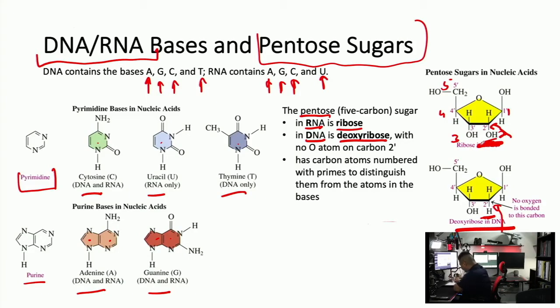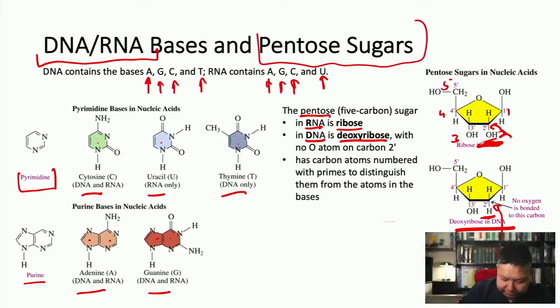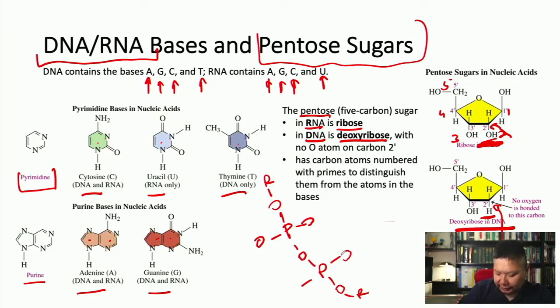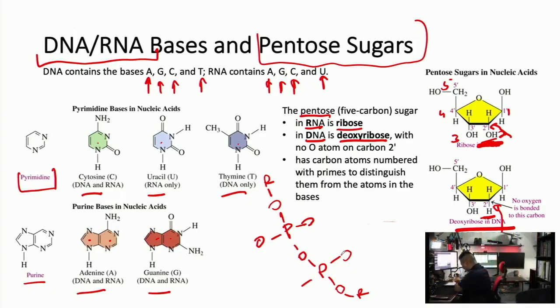Recall from the previous slide that the DNA backbone is made of a phosphate, or a phosphodiester backbone. And then I'll just put R up here since I don't have any room. And this phosphodiester backbone, we call it diester because there's two esters right there. And then phospho because there's a phosphorus in the center.